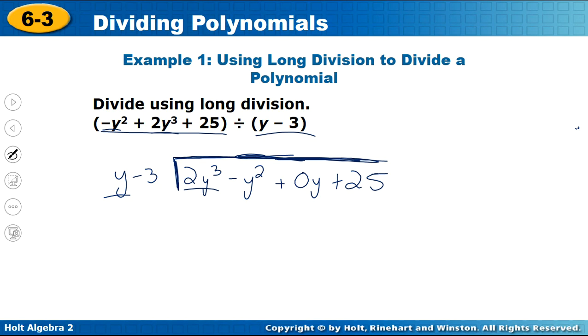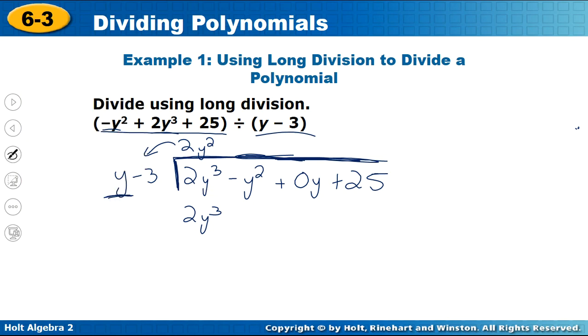Divide those. Well, if we start with a y, but we have a 2y to the third, we're missing a 2, and we're missing a y squared, right? Because this is 1y, but it ends up being 3 y's. So we tacked on 2 more. Now take that 2y squared and multiply it, or distribute back to y minus 3. So 2y squared times y will be 2y to the third.